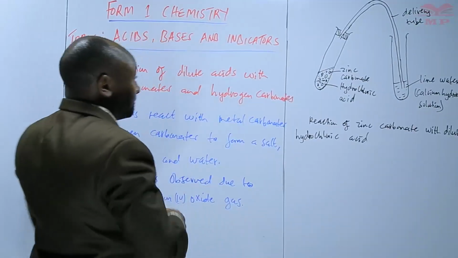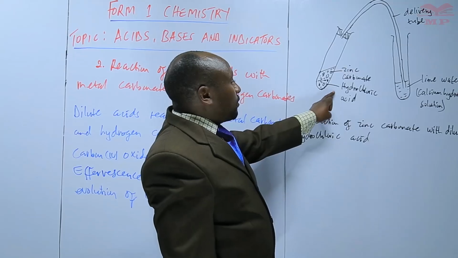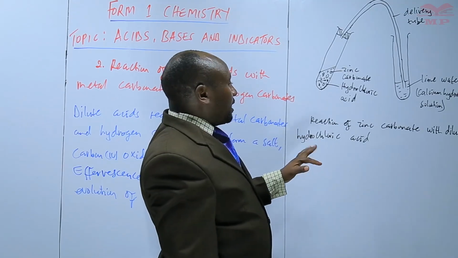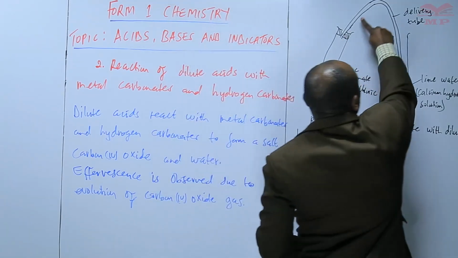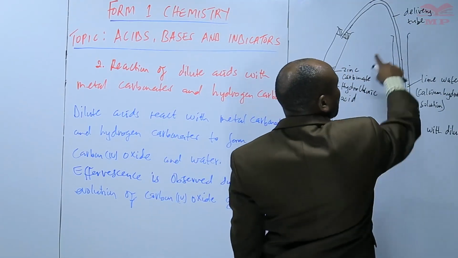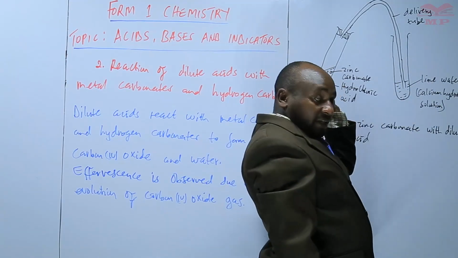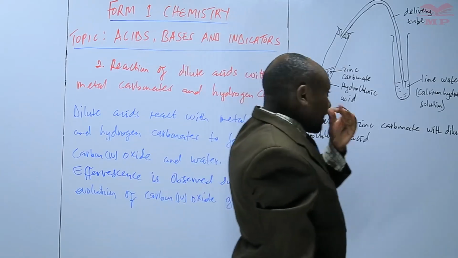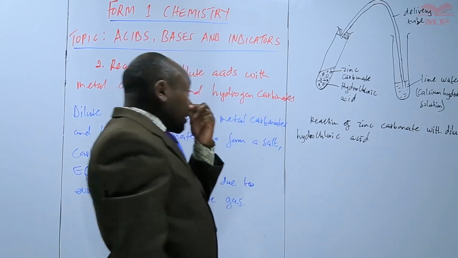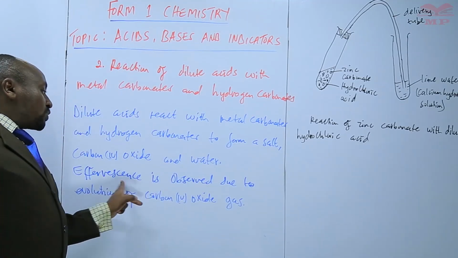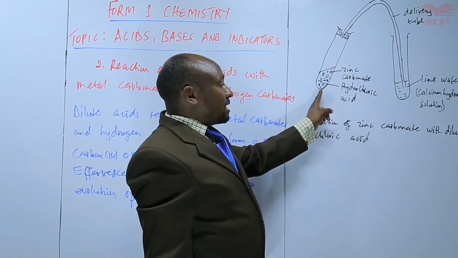So we have a diagram showing the reaction of zinc carbonate with dilute hydrochloric acid, and the reaction is taking place. Then we are connecting a delivery tube that is going into another test tube that contains lime water. So lime water is also known as calcium hydroxide solution. So first of all, we are saying that in this reaction, effervescence will be observed because there will be formation of carbon 4 oxide gas here.